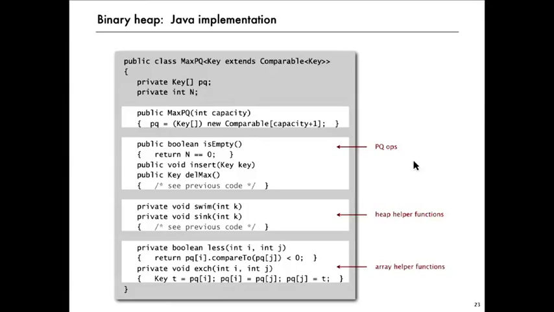So the priority queue operations are the insert and delete max that we just showed in the previous slides. Is empty is just checking whether n is equal to 0. We have the swim and sink functions that we showed earlier, and then we have helper functions less and exchange that access the array directly so that the code doesn't have to access them directly. That's a complete implementation of priority queues in Java.